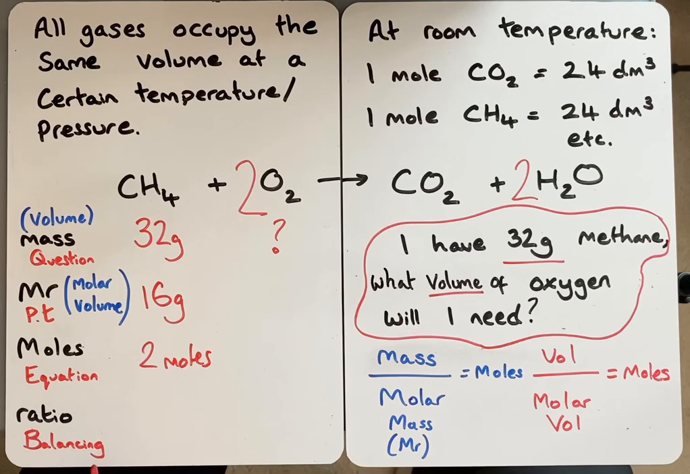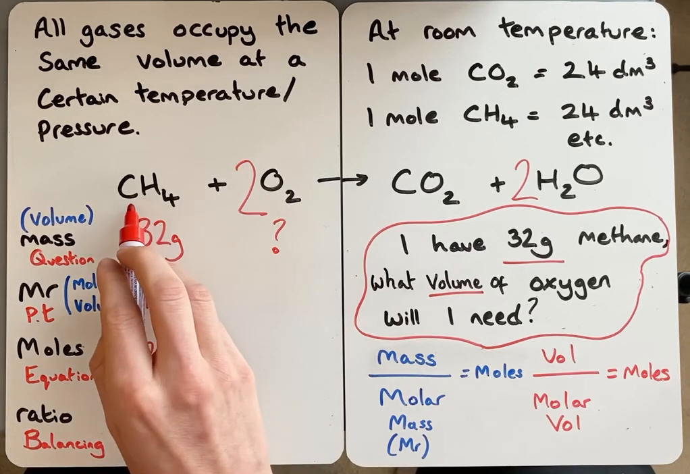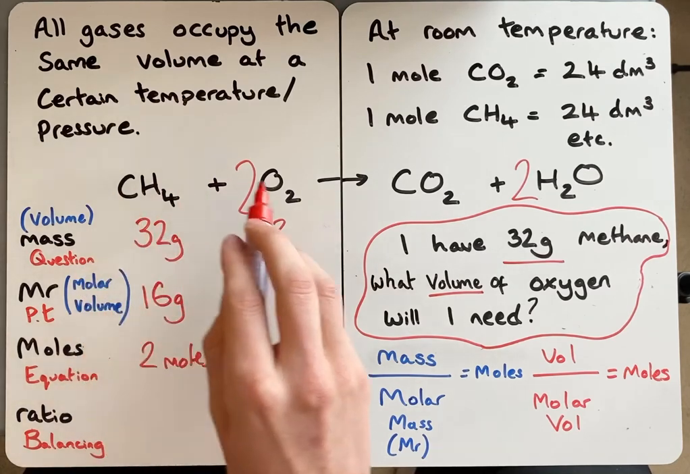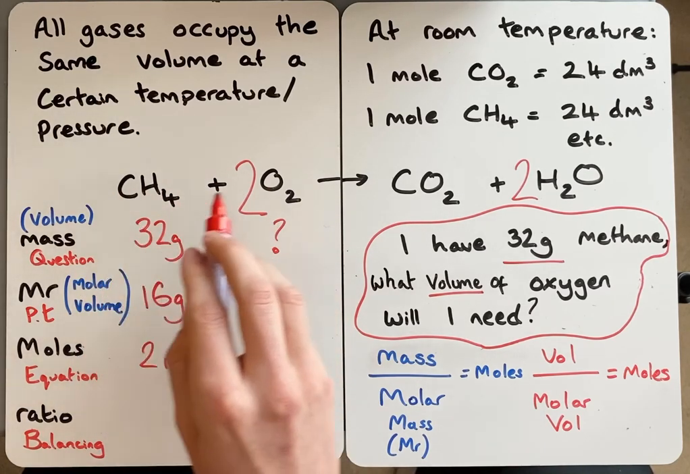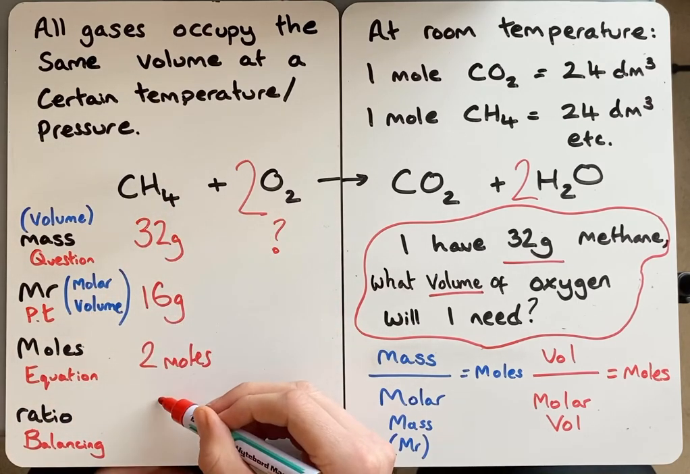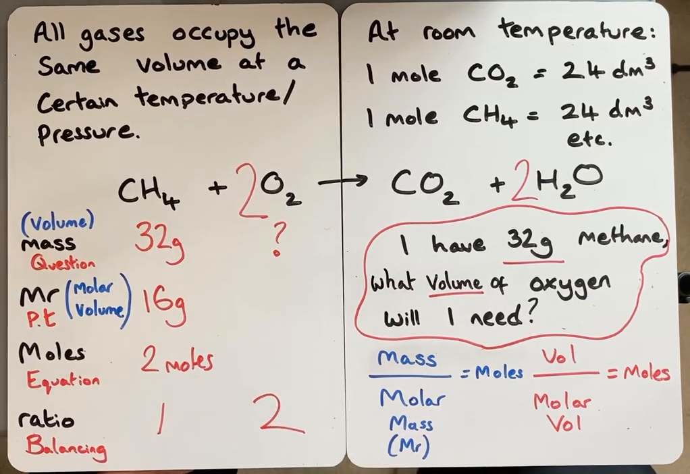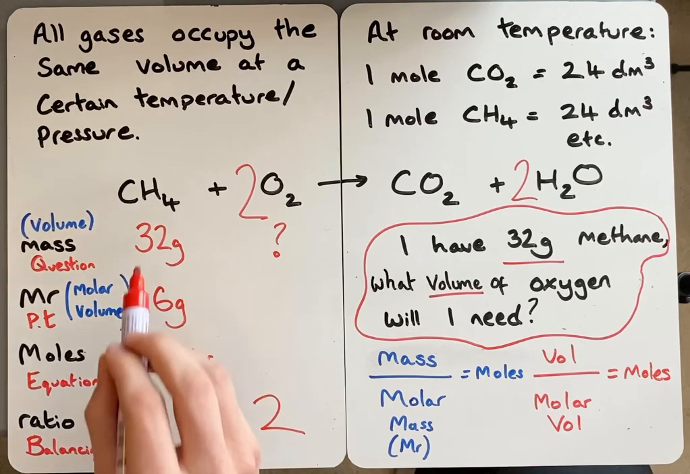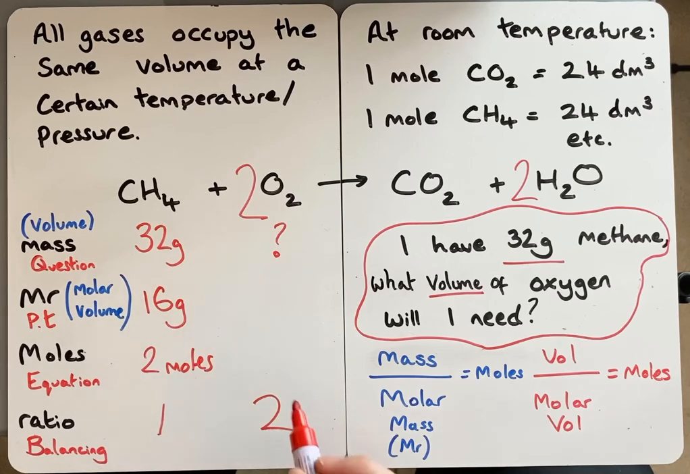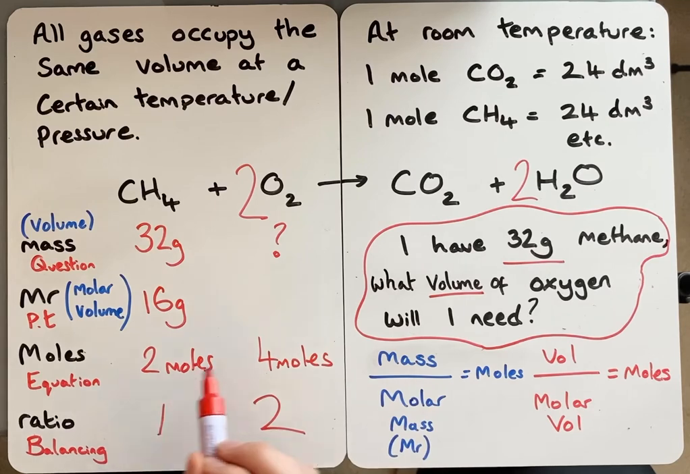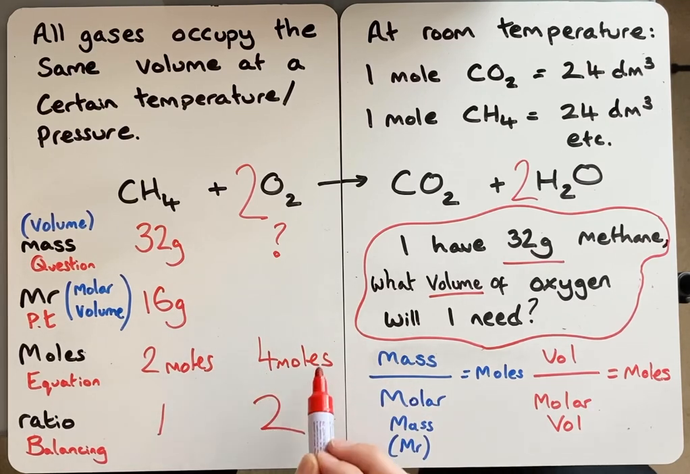The ratio comes from balancing the equation. It's 1 molecule of methane reacts with 2 molecules of oxygen. 2 molecules would react with 4 molecules. 1 mole reacts with 2 moles, and that's our ratio, 1 to 2. So the equation is 1 to 2 in terms of balancing. That means that when we look at the moles we've actually got in 32 grams, 2 moles would react with 4 moles of oxygen. 1 to 2, 2 to 4. So we have 4 moles of oxygen that we need.